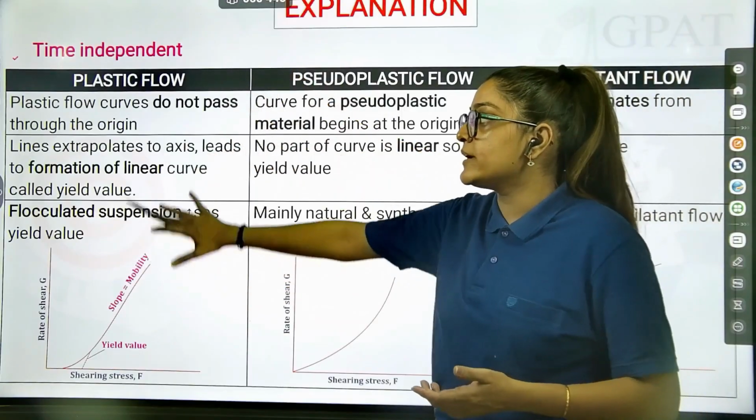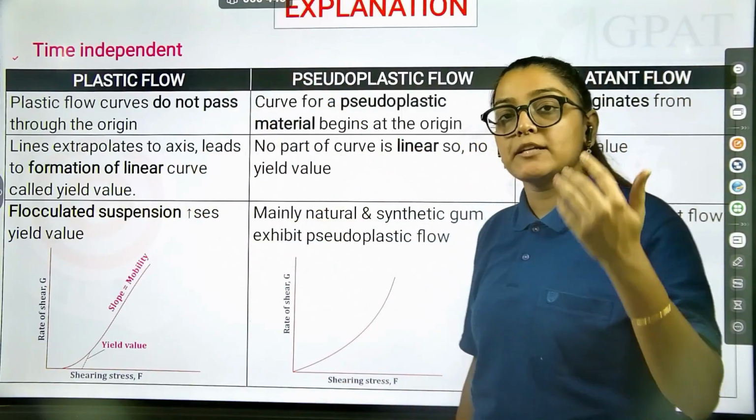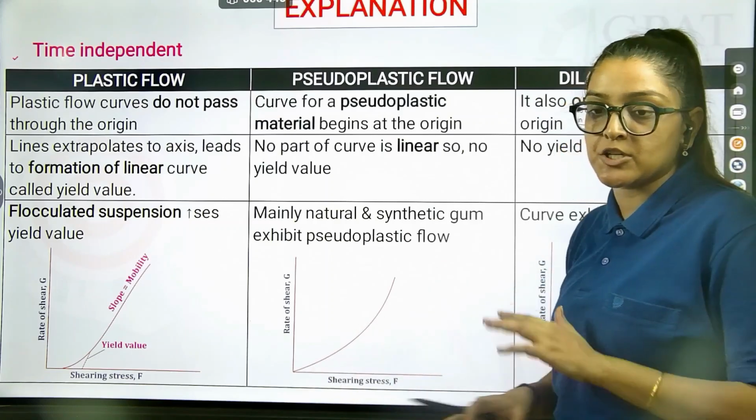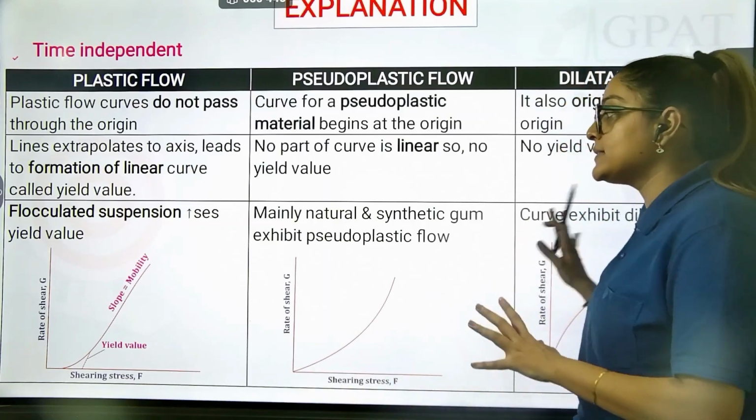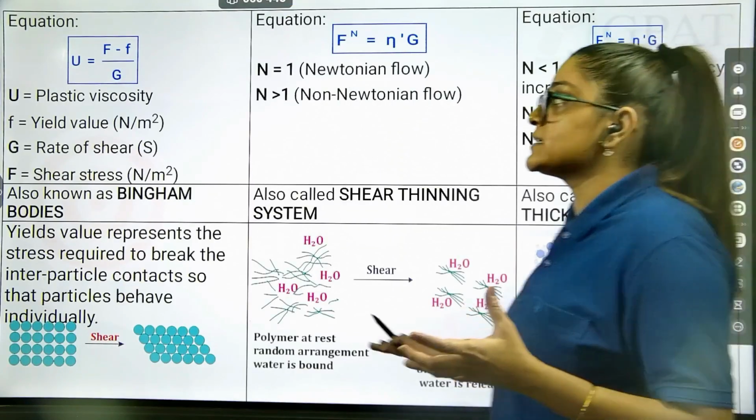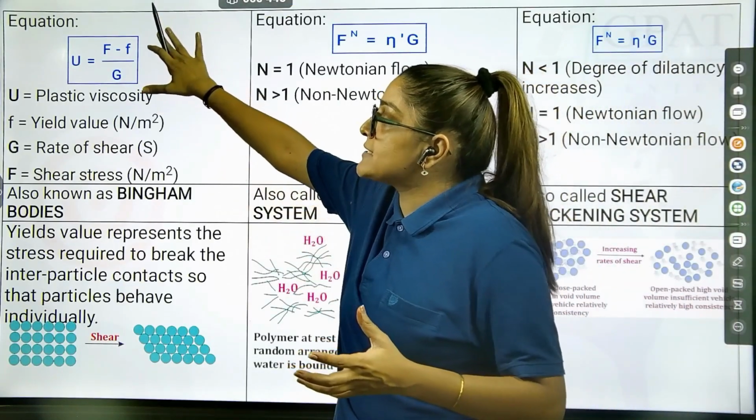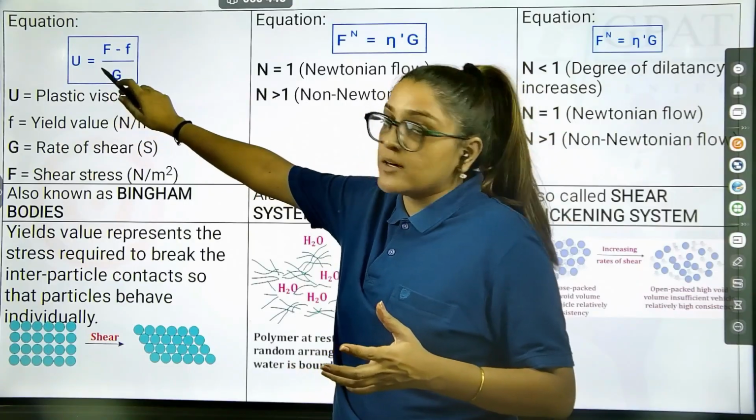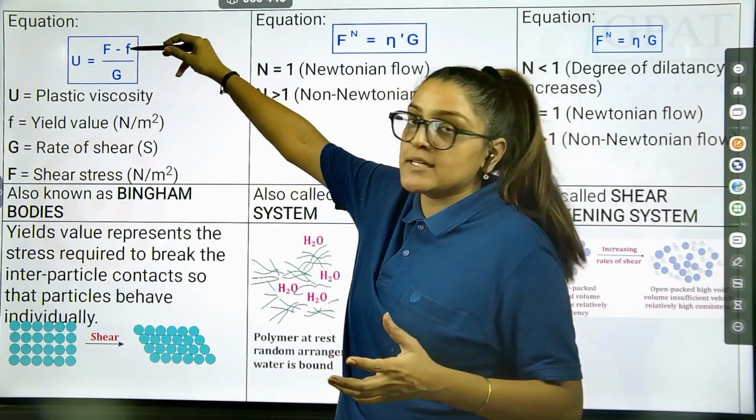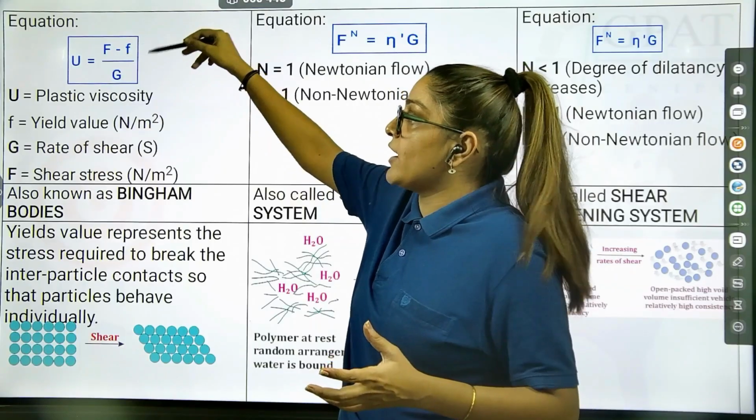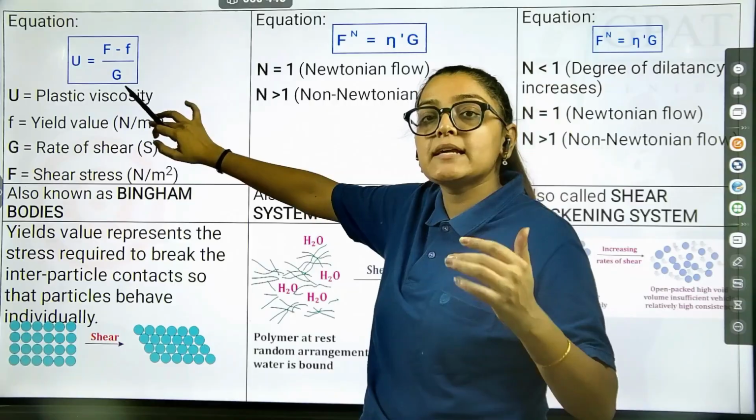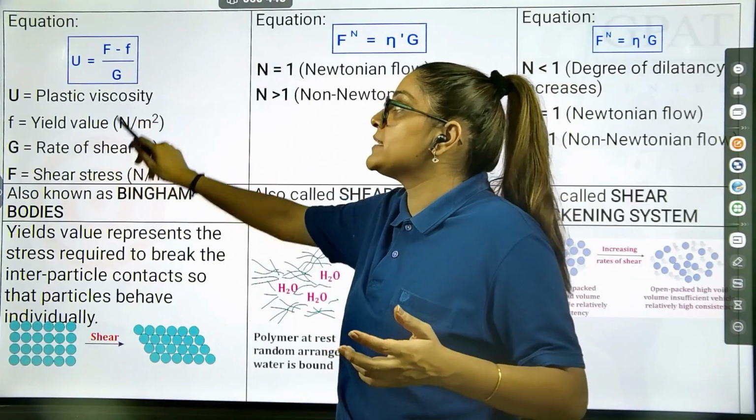So plastic flow, here it must be clear that here an additional yield value is required. For the pseudoplastic, here the graph starts from the origin, no extra yield value is required. In this case mainly gums, tragacanth, they usually show this type of behavior, right? In the plastic systems you may see we have an equation for the plastic viscosity in which we have our main shear stress minus the yield value. Yield value will be the additional force that is required so that the material is able to flow. Then G will be the rate of the shear.